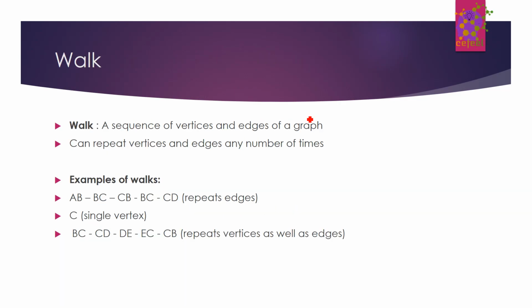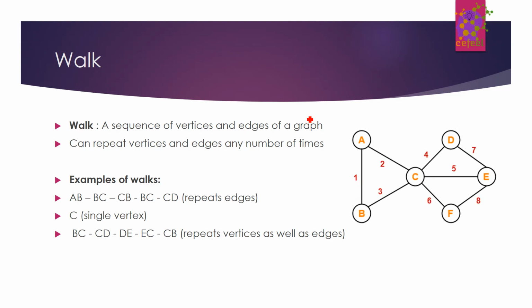Cool. Moving on. Walk. So what is a walk? As the name suggests, since we have vertices and we have edges connected to the vertices, we can start from a vertex, go through the edge and then reach another vertex. We can even come back to the same vertex by following the same edge. So a walk is nothing but a sequence of vertices and edges in a graph, and there are no restrictions on the vertices and edges. We may repeat edges, we may repeat vertices.